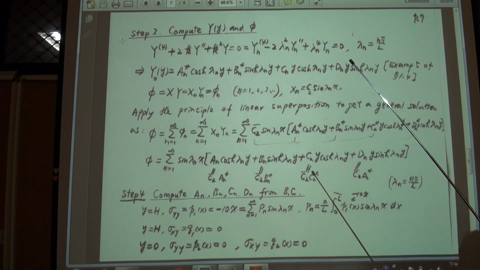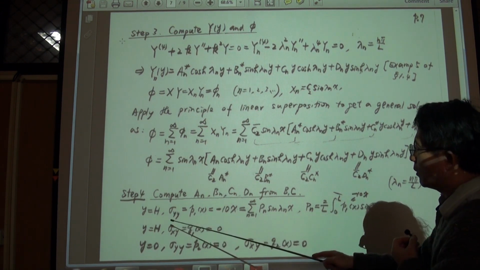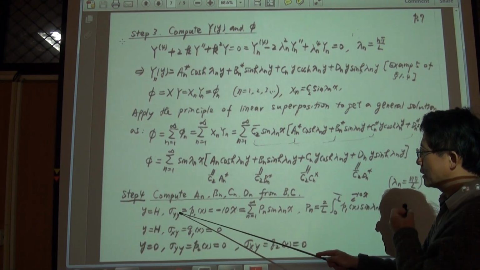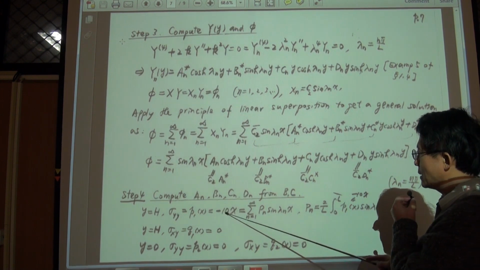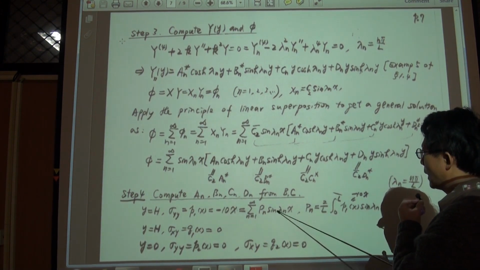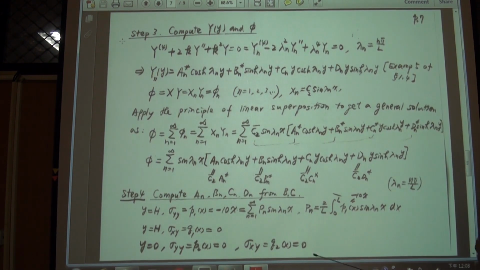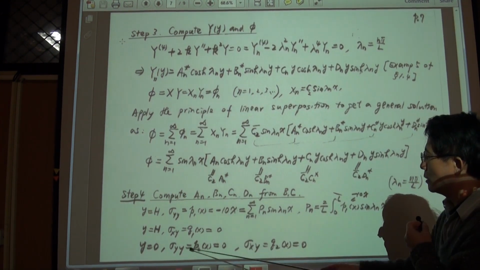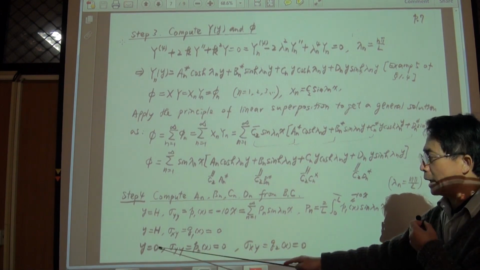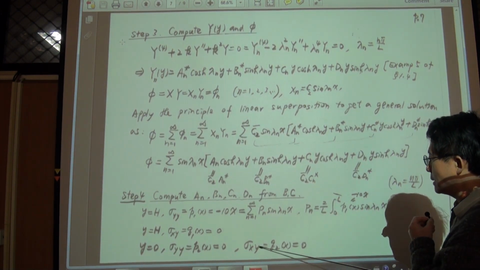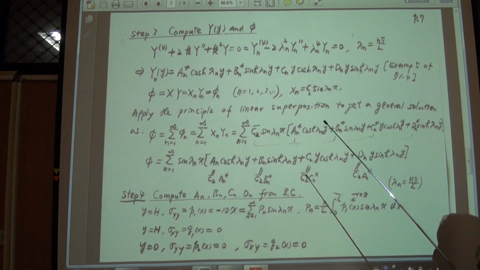Okay, let us repeat it here. At y equals h, we have the normal stress like this, and we expand it in terms of Fourier sine series. This is the Fourier sine series. And then the shear stress equals 0. And then at the bottom of the beam, these two are zeros too.